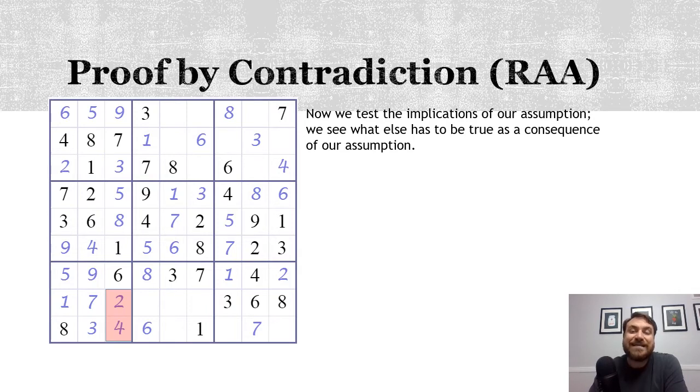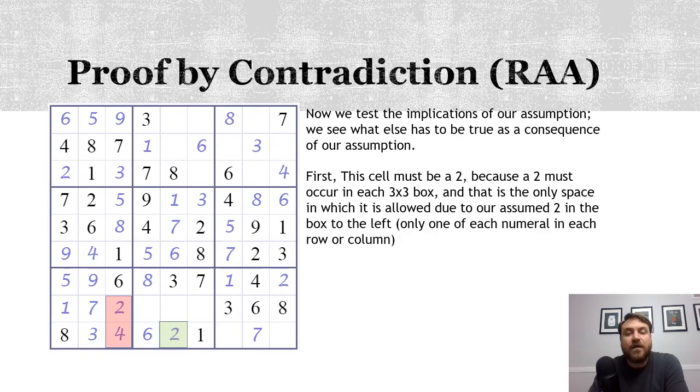And so now we test the implications of our assumption. We see what else has to be true as a consequence of assuming that square was a 2. Well, first, this green highlighted cell here has to be a 2 because a 2 has to occur in each 3x3 box, and that's the only space in which it is allowed due to our assumed 2 in the box to the left. Again, we want only one of each numeral in each row or column, and because we have a 2 here, there can't be a 2 in any of these other boxes, which means that this is the only one left, and that absolutely has to have a 2 in it.